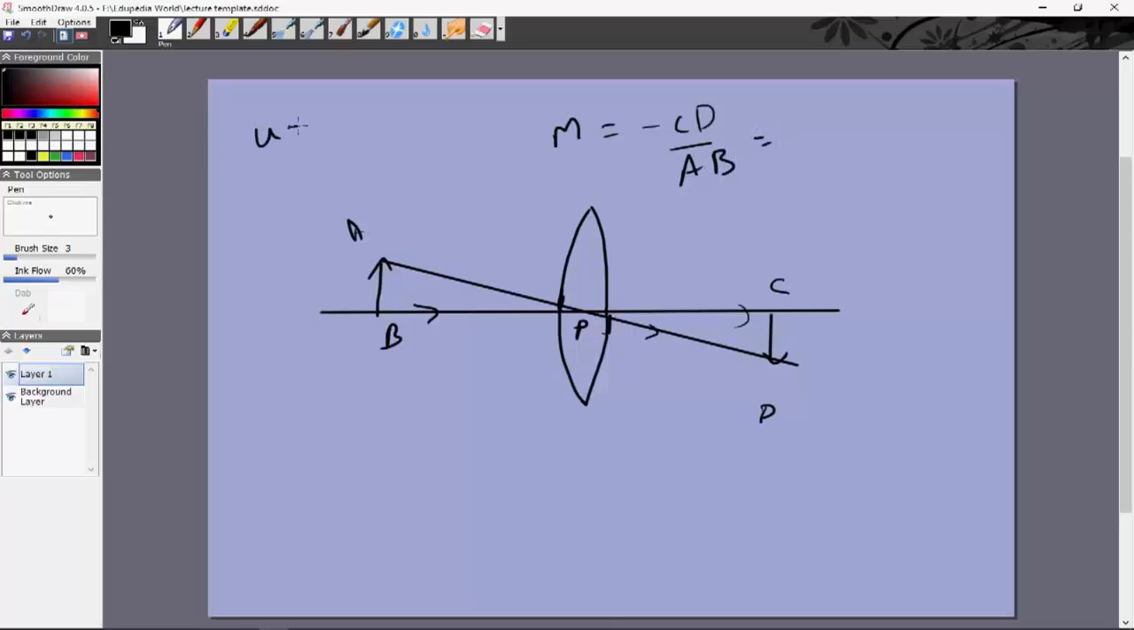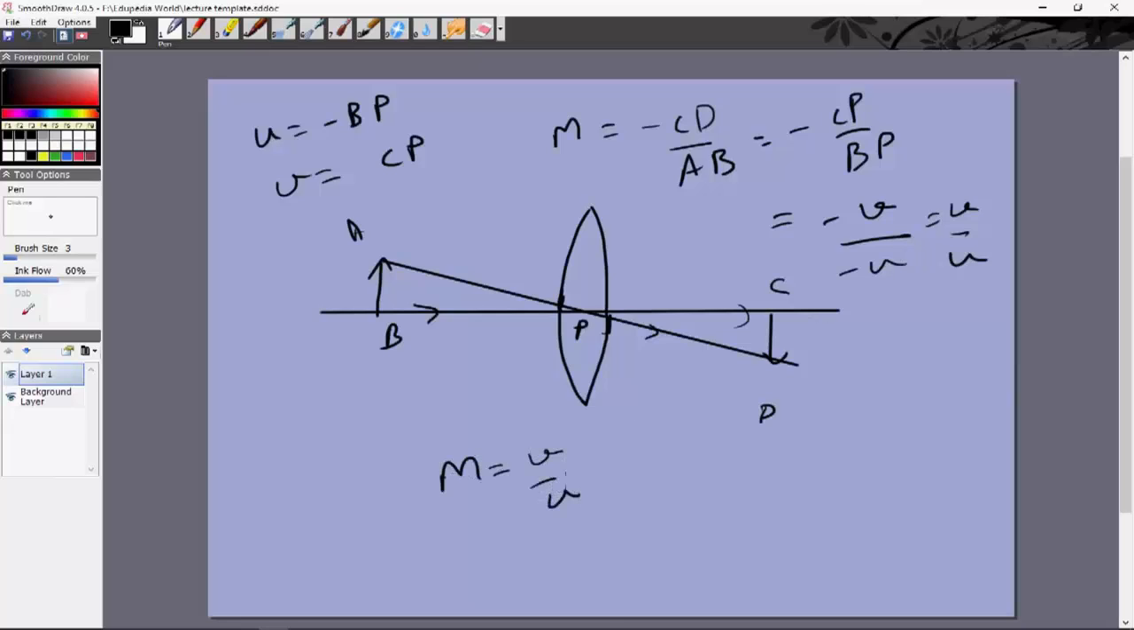But we know that u is equal to minus BP and v is equal to positive CP. And because these two triangles are similar, what we can do is CD by AB can be written as CP by BP. But CP is v, right? So it is equal to minus v by BP, which is minus u, is equal to v by u. So for a lens, the magnification is v by u. For a mirror, remember it was minus v by u. Right. So this is how we derive the lens formula.